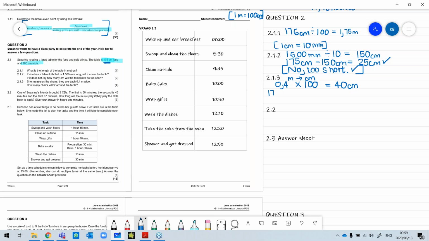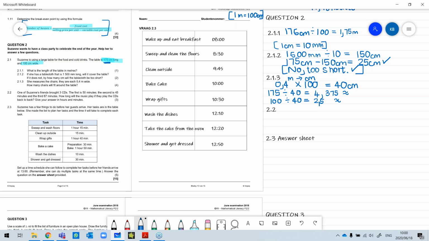Now let's quickly have a look. The length of our table is 175 centimeters. We divide that by 40 to see how many chairs can fit in that length, and we get an answer of 4,375. The width of the table is 100 centimeters. Once again, we divide it by the chair, and that gives us an answer of 2,5. Now, extremely important, take note of the following: we are going to round these two values off to whole numbers. Since you don't get half a chair or quarter of a chair, you either get a whole chair or you don't get a chair at all.